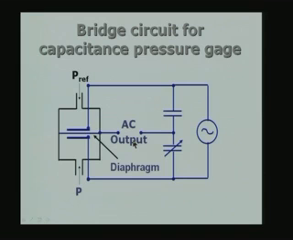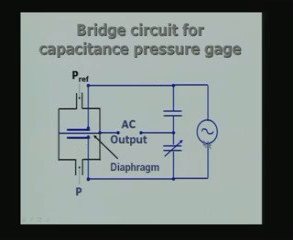Actually, this AC output can be demodulated like what we indicated in the case of LVDT, converted to a DC signal. It may be amplified to finally give you an output which is proportional to the pressure difference across the two sides of this diaphragm.